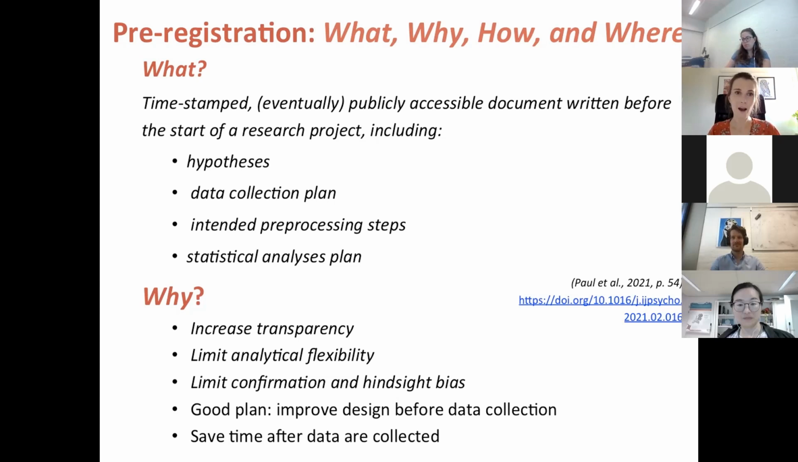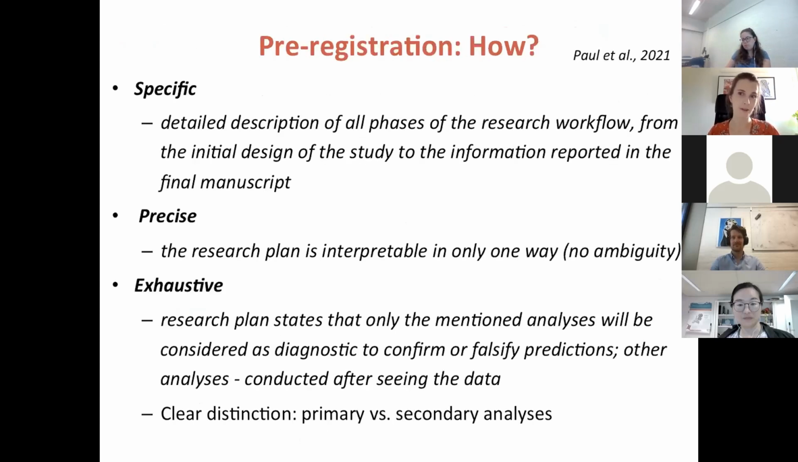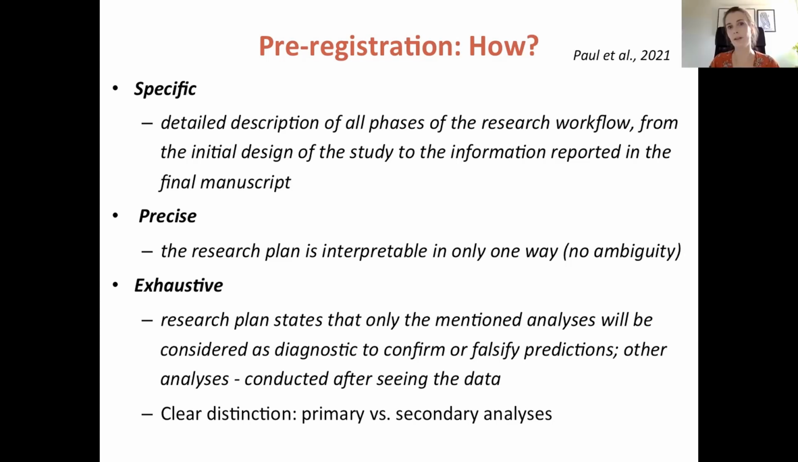Okay, how to pre-register. There are 3 general rules of pre-registration. First of all, pre-registration should be specific. So you need to include the descriptions of different phases of the research workflow, from the initial design of the study to the final manuscript. So anyone could actually reproduce your findings if somebody would like to.